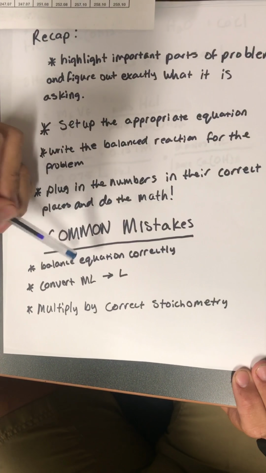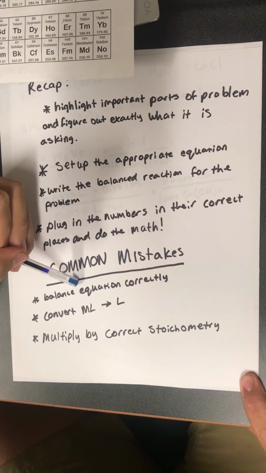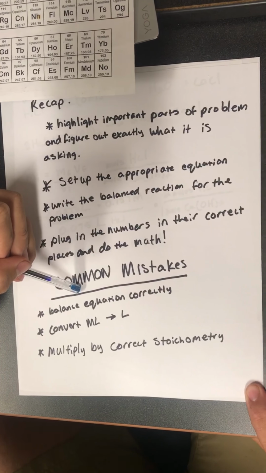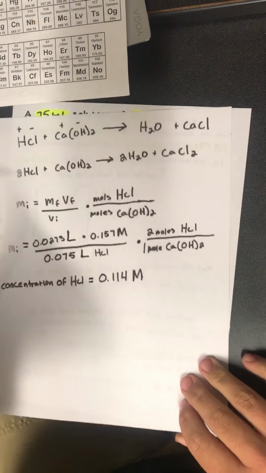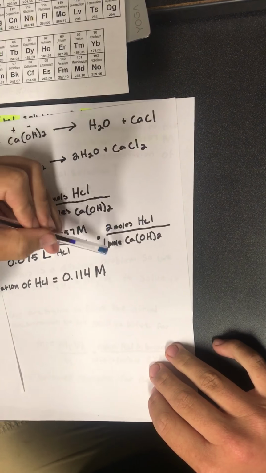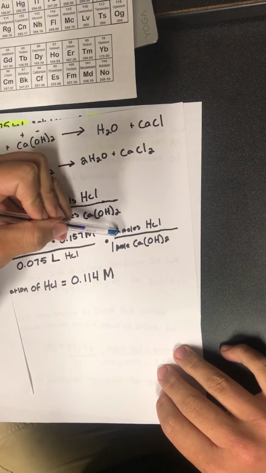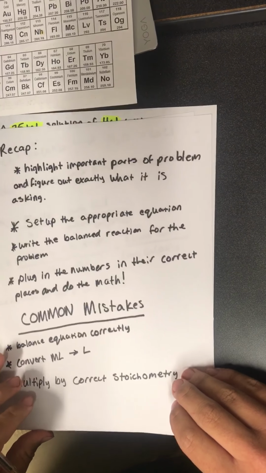You also want to make sure that you have the correct moles on top and bottom of the equation. If you switch them up by accident, that would also give you the wrong answer. For example, if we would have put 2 moles of HCl on the bottom and 1 mole of CaOH on the top, that would have been wrong. So that is very important to make sure you put them in the correct place.